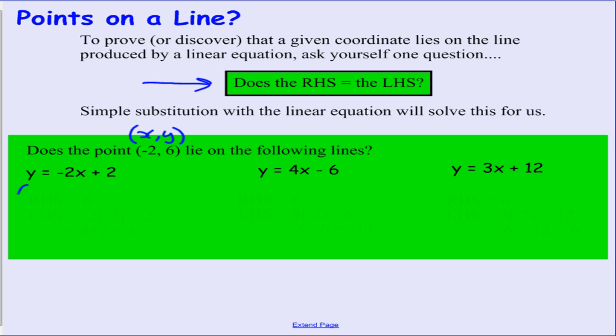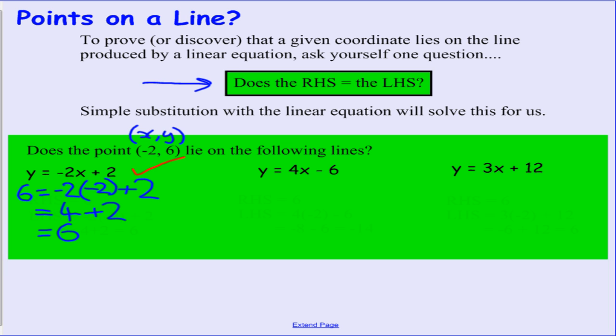Here our y is our 6, and that equals -2 multiplied by our x value, which is also -2, and we add on 2. Now -2 times -2 gives us a +4, plus the 2 leaves us with 6, so we can give that one a tick and say, yes, the point (-2, 6) does lie in the equation y = -2x + 2.